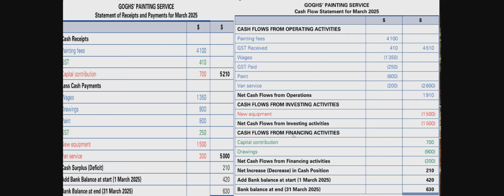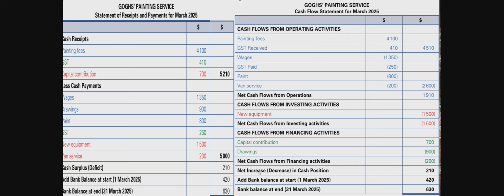And then lastly, cash flows from finance activities. You're going to see that the only inflow was $700 and the only outflow was $900 for drawing. So they put them on the far right. Net difference between that is negative 200. So in the financing sector, we've used $200 more than we've actually received. Alright, so that's our net increase from financing activities, which is negative.